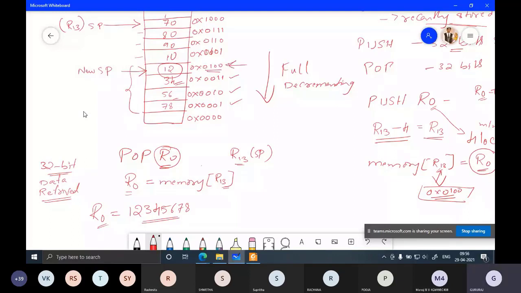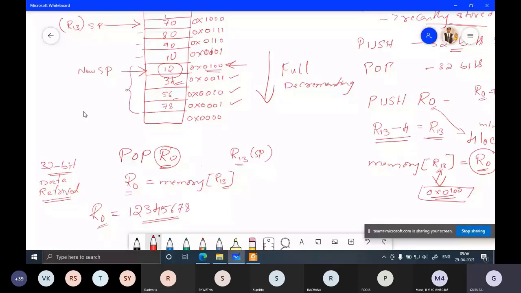So the starting address is 0100. Starting from 0100, 4 locations will be accessed because it is 32-bit retrieval. So starting from 0100, 4 locations means 0100, 0011, 0010, and 0001. So these 4 locations will be accessed.